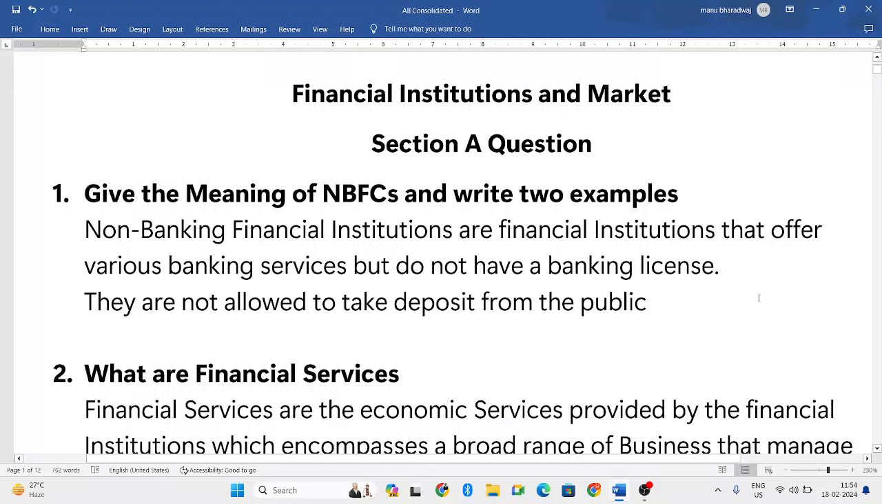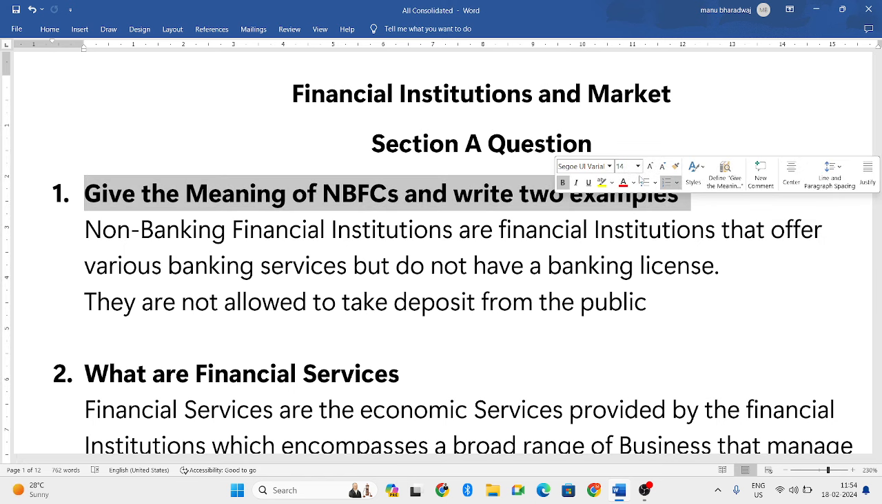In this particular video, I'll discuss some of the expected Section A questions in the financial institutions and markets subject. These have been taken from the previous year question papers and most expected questions. Give the meaning of NBFC and write two examples. So they're asking the meaning of NBFC.